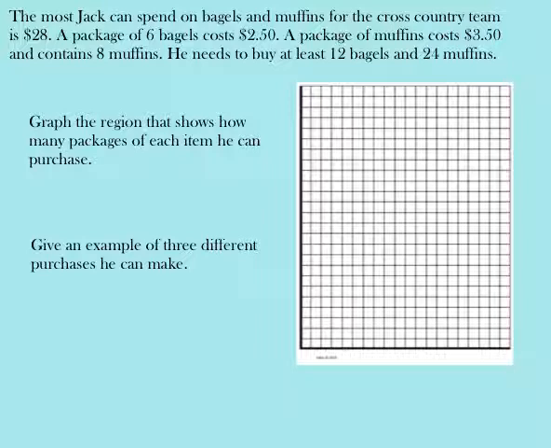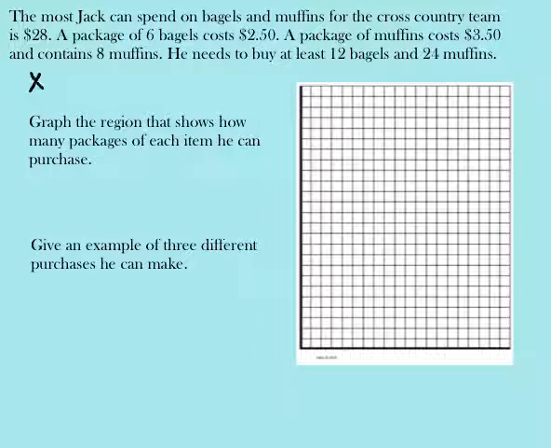The most Jack can spend on bagels and muffins. So bagels and muffins, there's two variables is what I'm thinking about. You can spend $28. A package of 6 bagels costs $2.50. A package of muffins costs $3.50 and contains 8 muffins. He needs to buy at least 12 bagels and 24 muffins. So there's a handful of inequalities here.